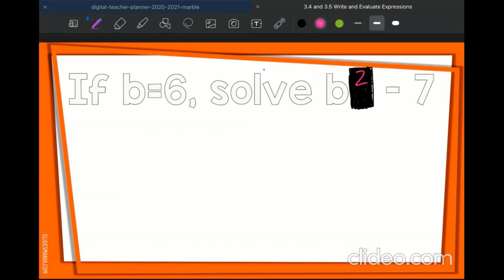All right, so let's solve this. This is another way that you may see problems, and it's the same thing we have been doing, just more words. This one says if b equals 6, solve b squared minus 7. So all I'm going to do is the exact same thing I have been doing, and that is just substitution. So instead of b, I'm going to put 6 squared minus 7. What does my Aunt Sally tell me to do first?